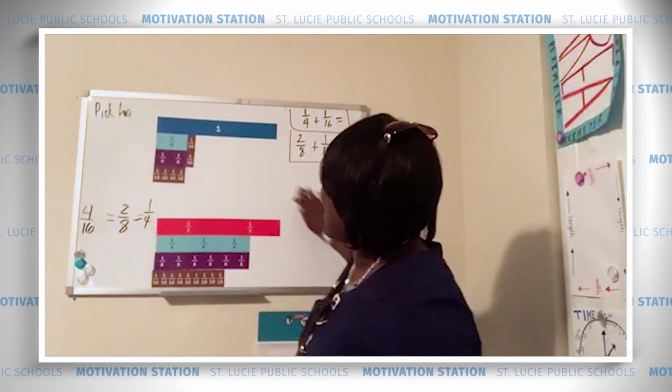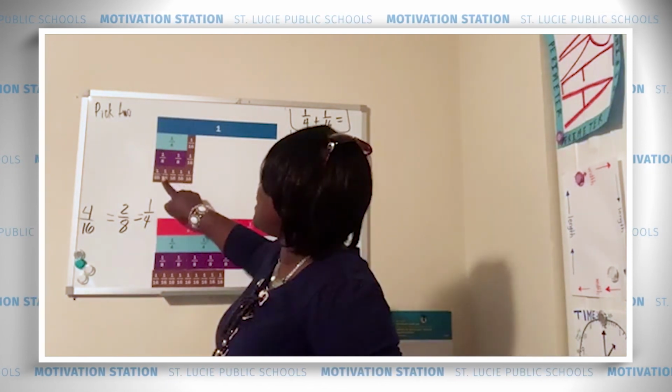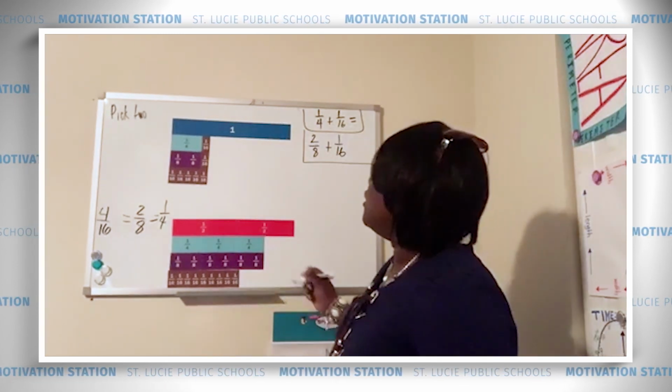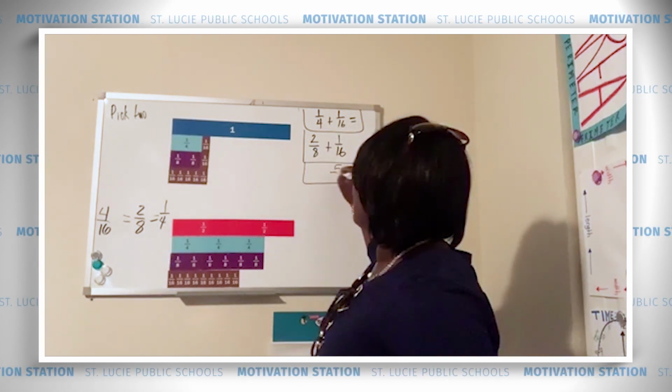I'm going to go ahead and add my 5/16. 1/16, 2/16, 3/16, 4/16, 5/16. So 1/4 plus 1/16 is equivalent to 5/16.